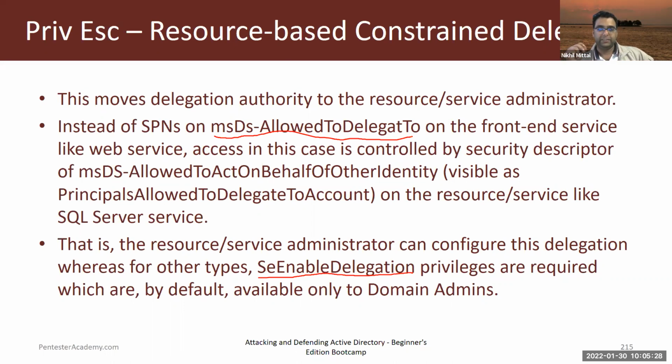However, in case of resource-based constrained delegation, this is now controlled by a security descriptor, msDS-AllowedToActOnBehalfOfOtherIdentity, on the backend service, let's say a database server or a file system. msDS-AllowedToActOnBehalfOfOtherIdentity is visible as PrincipalsAllowedToDelegateToAccount in PowerShell. The benefit of this is that there is now less dependence on domain administrators, and it is the resource owner of the final backend resource that is accessed who decides who can access a particular service on their machine or on their resource.